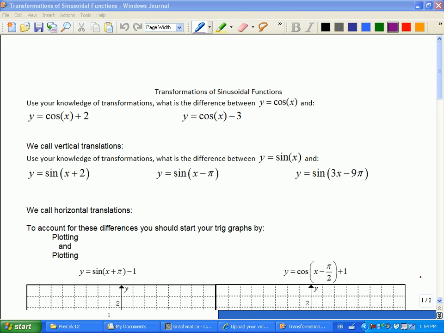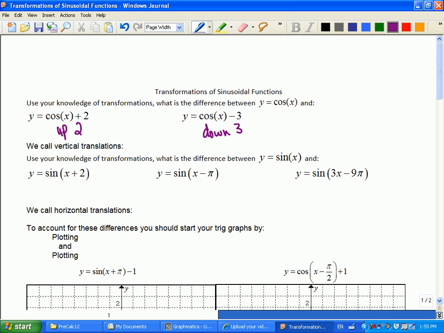Now hopefully this is a review. We're going to add the other two pieces, which is left, right, up, down. So cosine x plus 2, how is that different than cosine of x? Oh, you must have had an amazing Math 12 teacher. And then what about the next one? Down 3, that's right.